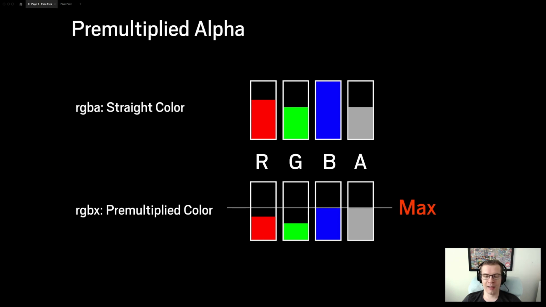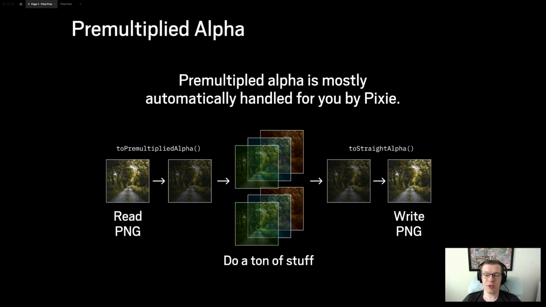Premultiplied alpha allows greater speedups because it removes a bunch of divisions during blending operations, and a bunch of graphics operations are just blending operations. So this ends up being a lot faster. But you usually don't have to deal with this if you're working with Pixie. Most of the time it is handled for you automatically.